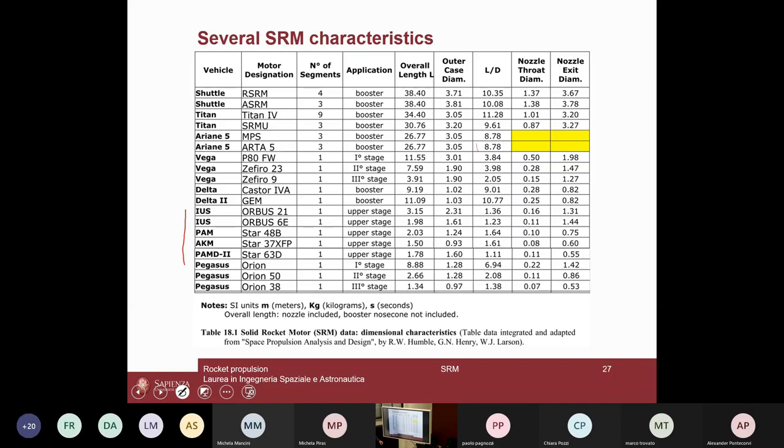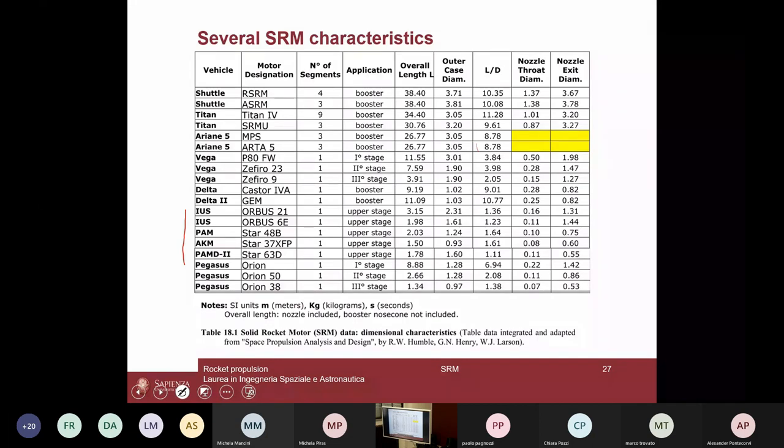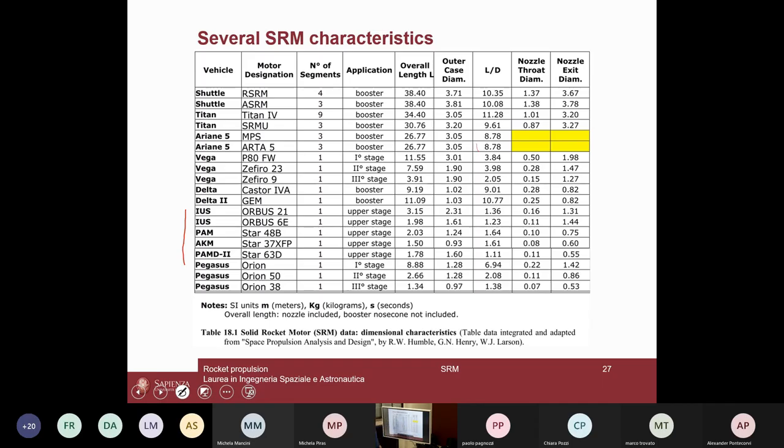Then you see the list of these upper stages, where you see this red line on the left, and you see the L over D is more or less order one, and so this tells you that you are talking about three-dimensional grains, and this is typical of upper stages where you have not such a huge amount of propellant. So with a, let's say, acceptable diameter, you can include the whole amount of propellant you need. And you see again that the throat diameter is further reduced because you have a small thrust level in this case.